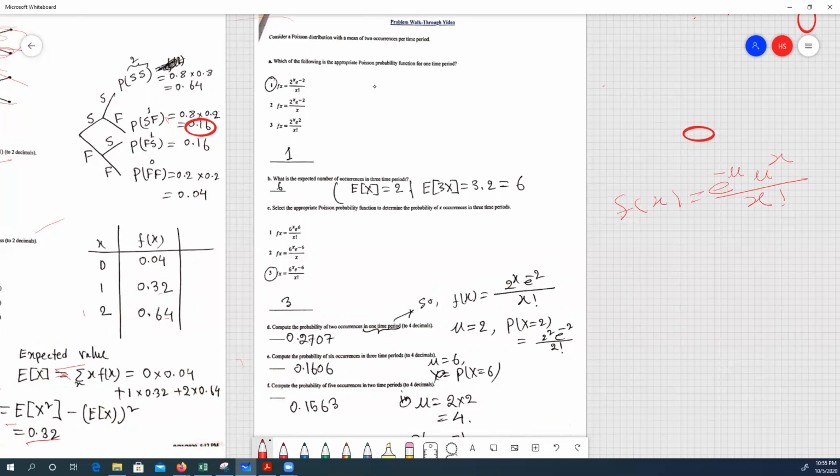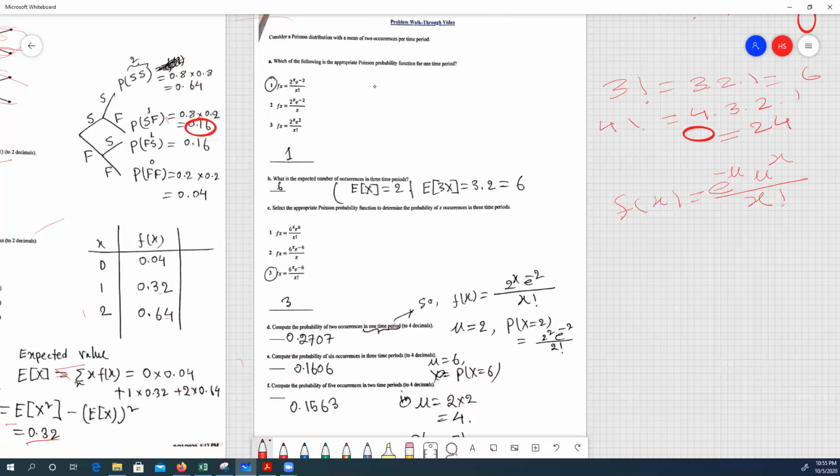Factorial means, suppose you have 3 factorial, you start multiplying from 3 down to 1. So the 3, the next number is 2, up to 1. You multiply these 3 numbers. Similarly, 4 factorial means 4, 3, 2, 1. So 3 factorial is 6 and 4 factorial is 24. So x factorial means you start from x and multiply down to 1. Okay, so this is the distribution function.